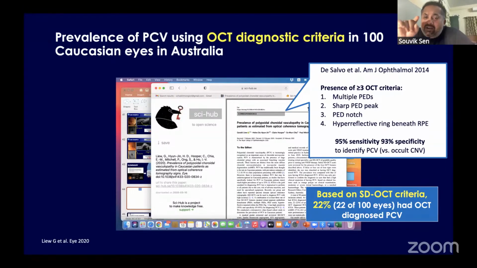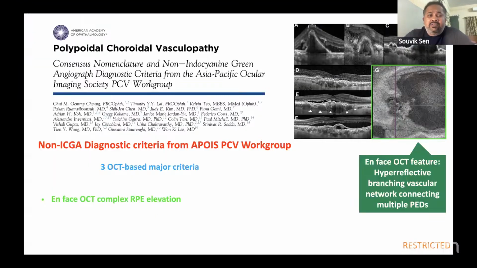study in Australia. Now, in Australia, when they did this, they just did it with OCT alone. They didn't even use color fundus photo. So they just focused on the characteristic OCT criteria, which are multiple PED, sharp PED peak, PED notch, hyperreflective ring. And again, they arrived at 95% sensitivity and 93% specificity. And they found that 22% of the eyes with neovascular AMD turned out to have PCV. So that was a very important thing.